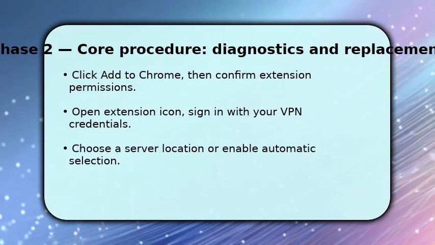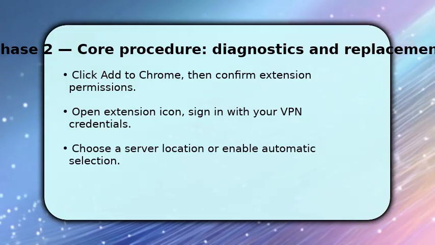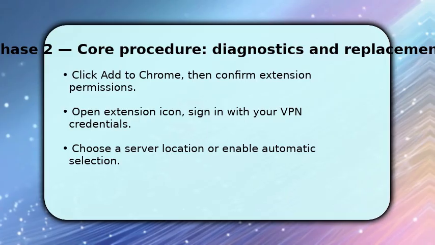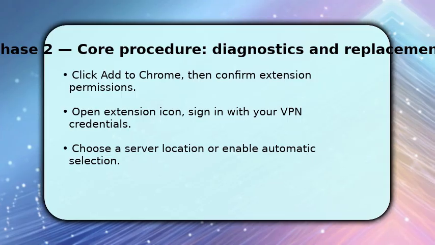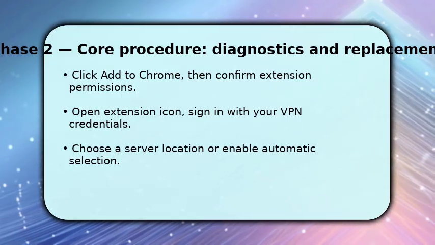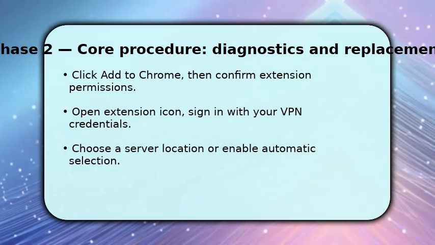After installation, click the extension icon at the top right. Sign in with your account so the extension can fetch your subscription and settings. Once signed in, pick a server location or use automatic selection for best speeds. This choice affects latency and access to region-locked content.